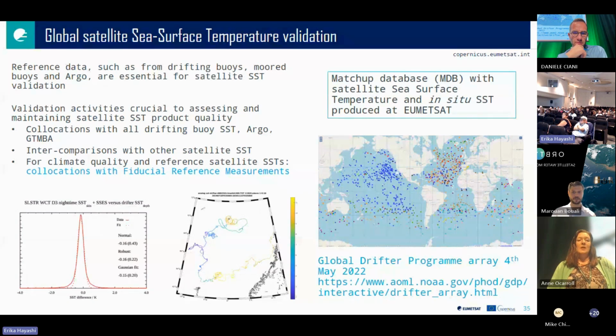But for climate quality and reference satellite SSTs, such as from Sentinel-3 SLSTR, we also need to do co-locations with fiducial reference measurements. This includes both the radiometers, such as those that Peter has just explained and that Fred explained earlier in the week, but also fiducial reference measurements from drifting buoys, such as from the Trusted Project.